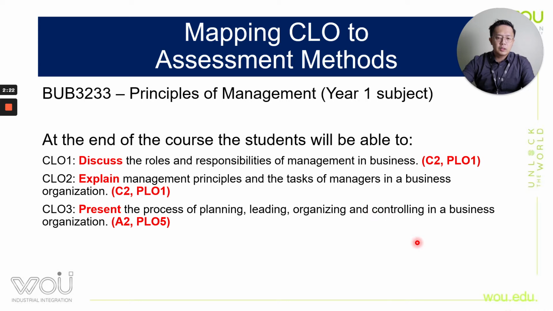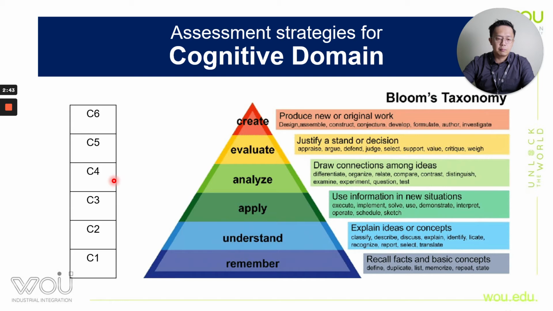So let's look at the example that we used earlier on, the Principles of Management, the year 1 subject. So we have identified that there are 3 CLOs over here, and for each of the CLOs we have identified the right learning domain and also the mapping to the PLO. So right now we need to identify the assessment method for each of these course learning outcomes over here.